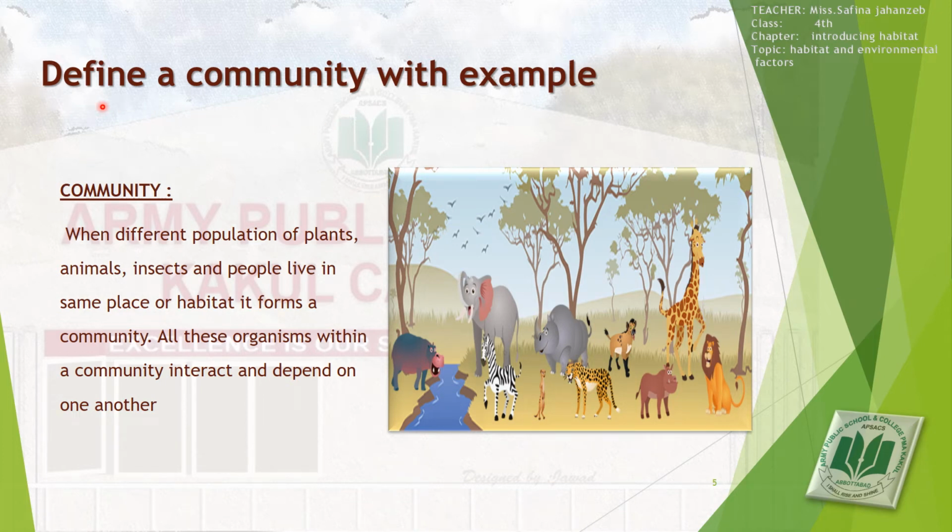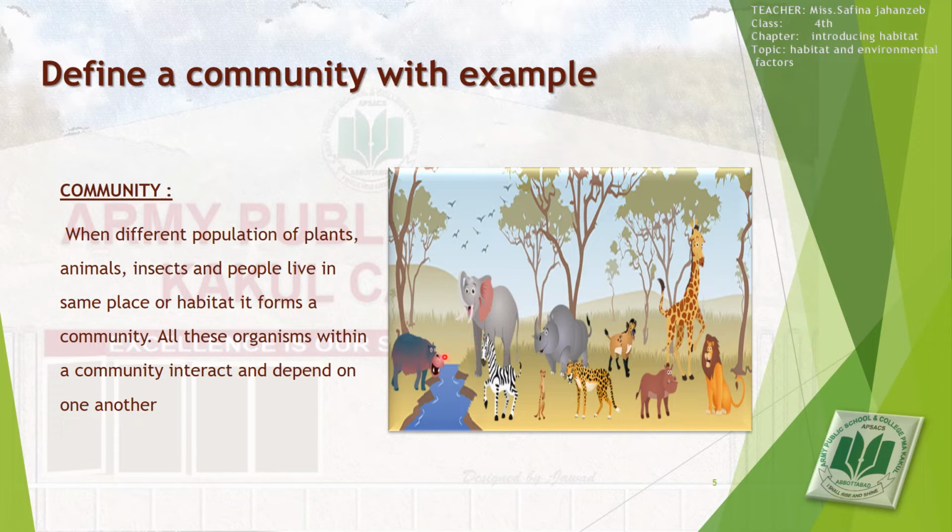Students, now we are going to discuss community. We will define it through an example. The definition of community is that when different populations of plants, animals, insects, and people live in the same place or habitat, it forms a community. All these organisms within a community interact and depend on one another.